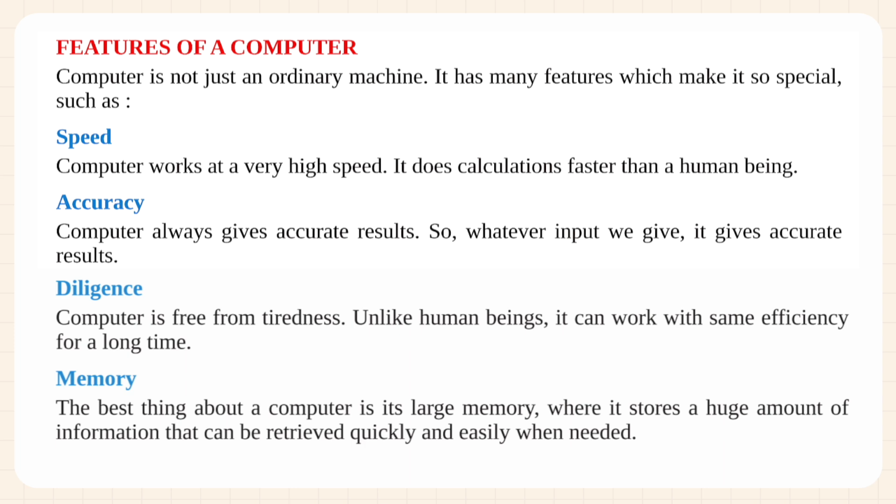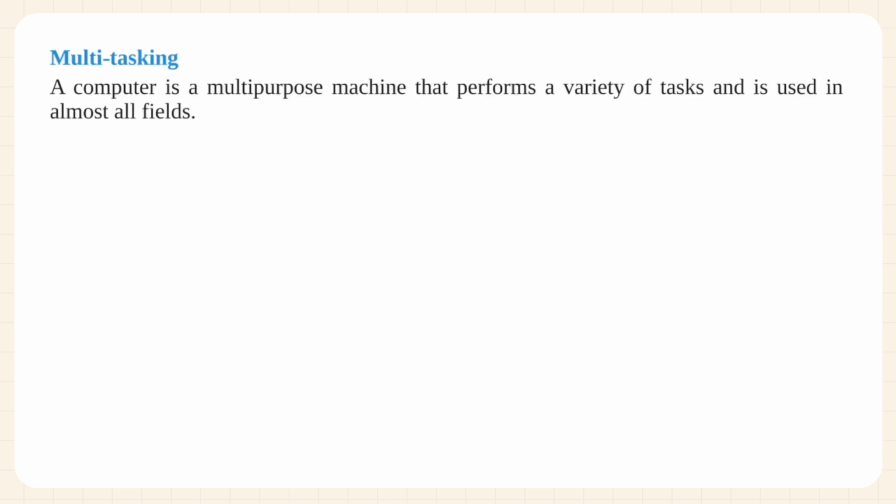Diligence. Computer is free from tiredness. Unlike human beings, it can work with the same efficiency for a long time. Memory. The best thing about a computer is its large memory, where it stores a huge amount of information that can be retrieved quickly and easily when needed. Multitasking. A computer is a multi-purpose machine that performs a variety of tasks and is used in almost all fields.